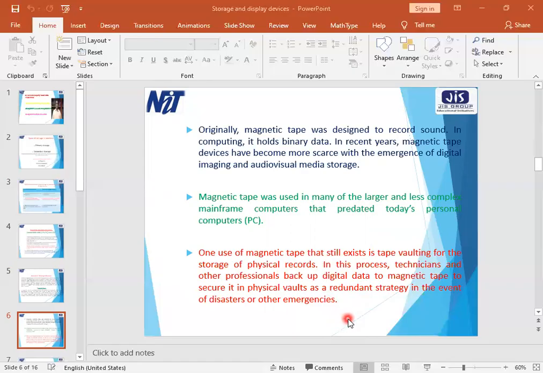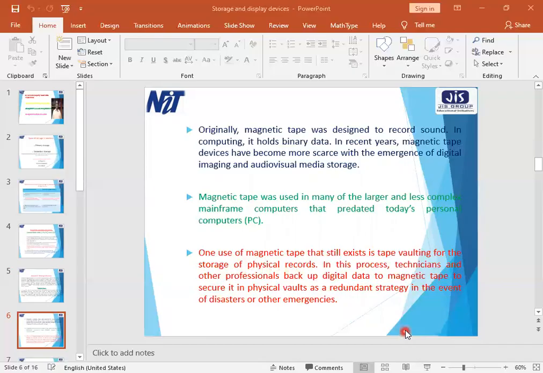One use of magnetic tape that still exists is tape vaulting for the storage of physical records. This is a very important thing: for the storage of physical records, magnetic tape is used. In this process, technicians and other professionals back up digital data to magnetic tape to secure it in physical vaults.